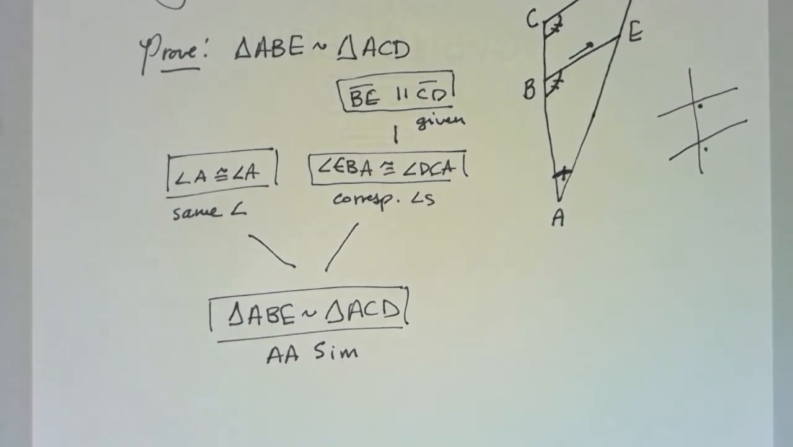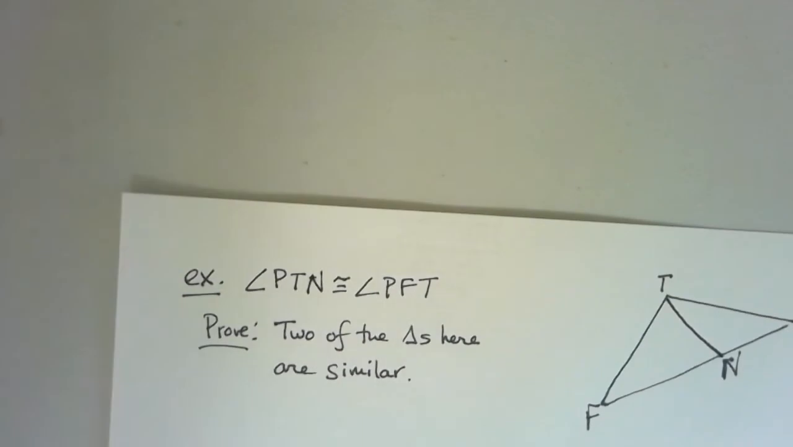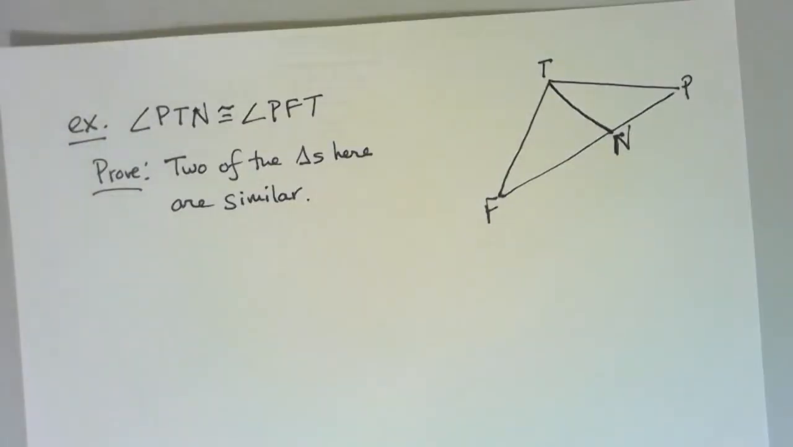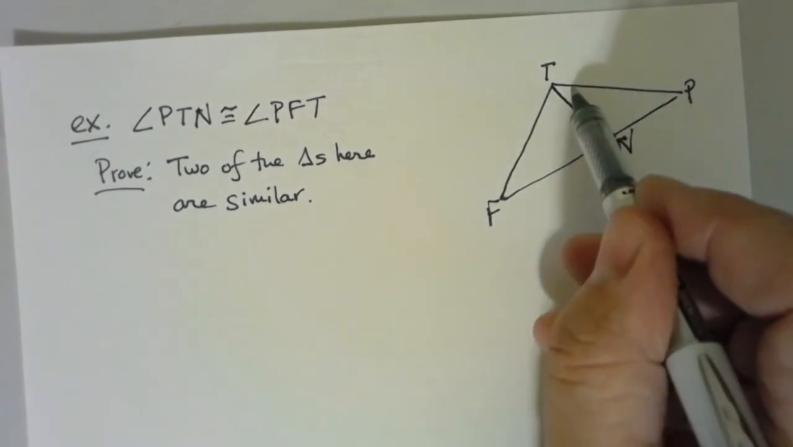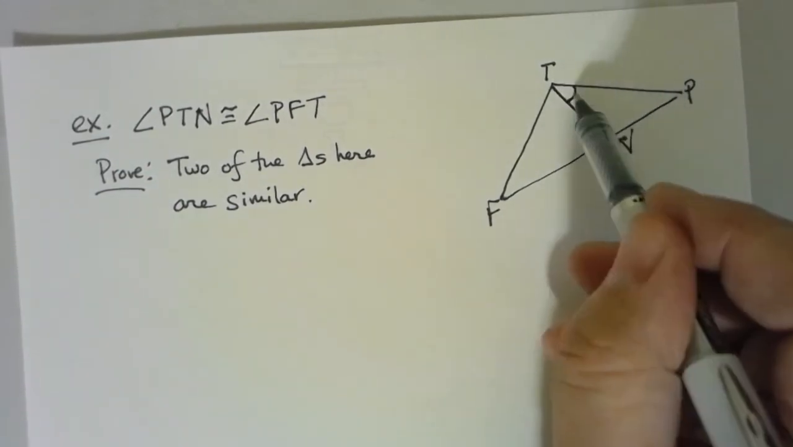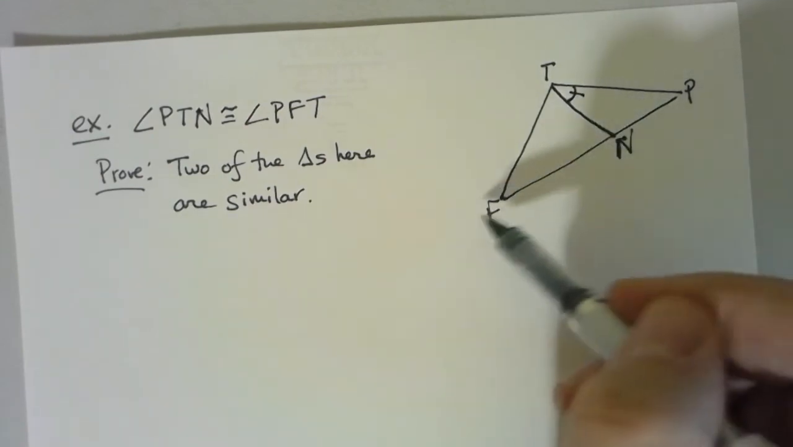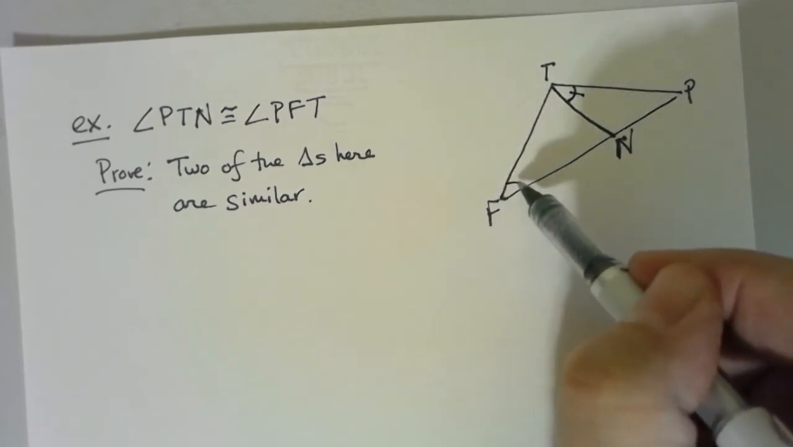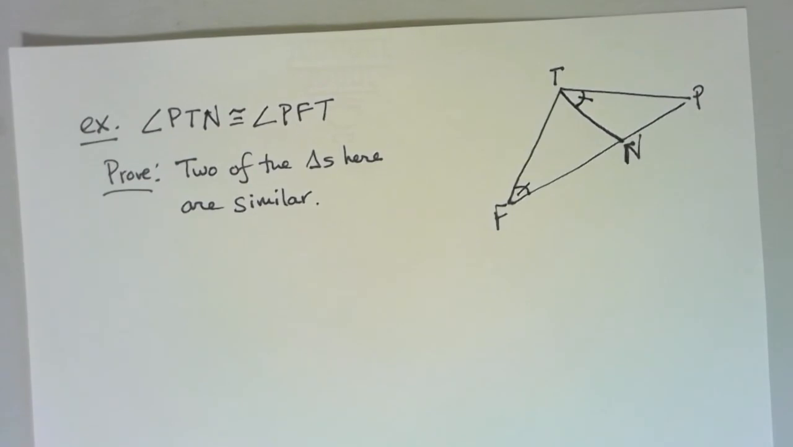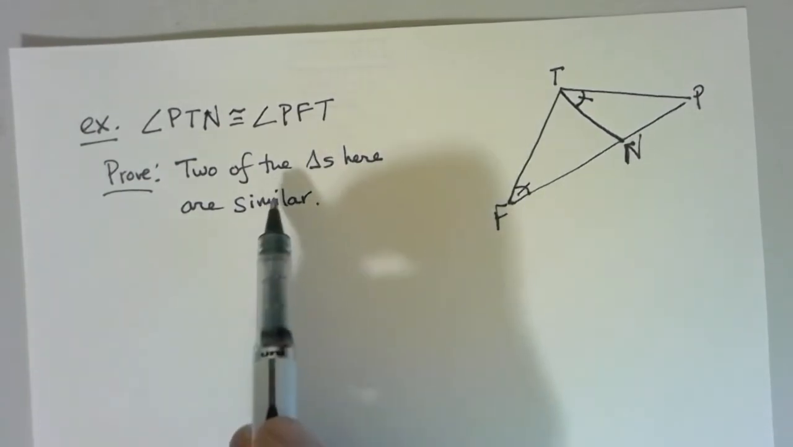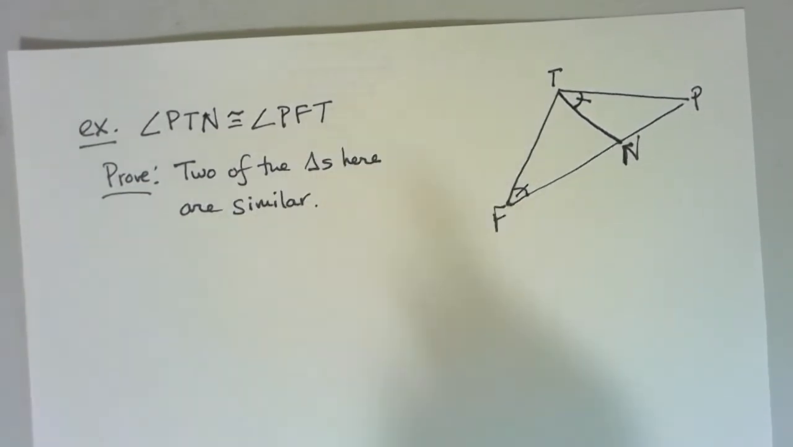One more example. A little bit trickier. So here again, I'm given one pair of congruent angles, PTN, that's this angle, and PFT, that's this angle. Those angles are congruent. And then I have to prove two of the triangles here are similar. And I didn't tell you deliberately which two. You have to figure out which two you can prove are similar.